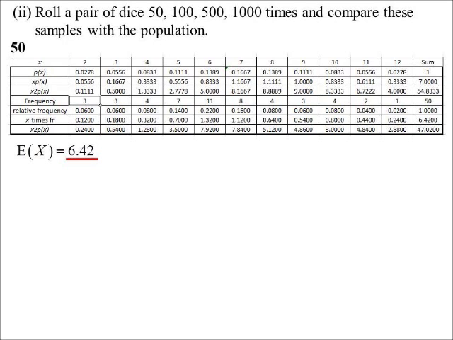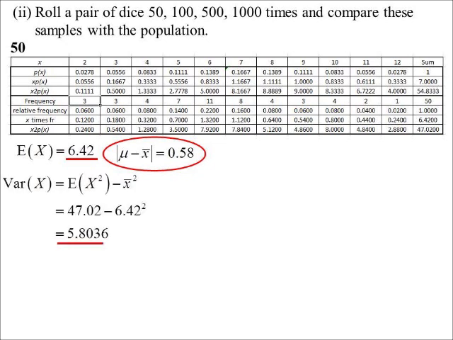So it's not the 7 that we know it would be if we had the population. So it's close. The difference between the population mean and my sample mean was about 0.58. The variance of my sample is 5.8036. So the difference between the population standard deviation and the sample standard deviation was actually 0.0061. So it was actually quite close.